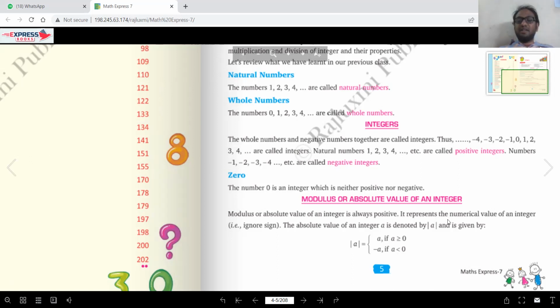So it represents the numeric value of an integer, that is, ignore the sign. The absolute value of an integer is denoted by |a|. Let me give you an example. This is the symbol of absolute value. If you want to write an absolute value, what do we have to do? We have to write in this symbol. These are our two lines and this is a.